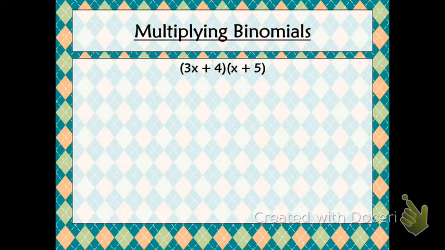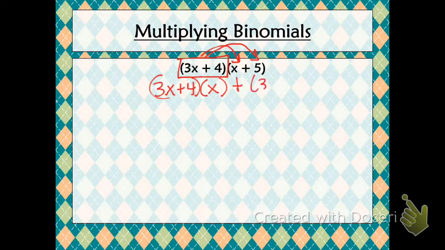Another way that you can multiply polynomials is with repeated distribution. So here we've got 3x plus 4 times x plus 5. And what we can do is we can distribute the 3x plus 4 to the x and to the 5 of that second binomial. And then we would distribute again. On the left-hand side, we would distribute the x's, and on the right-hand side, we would distribute the 5's.